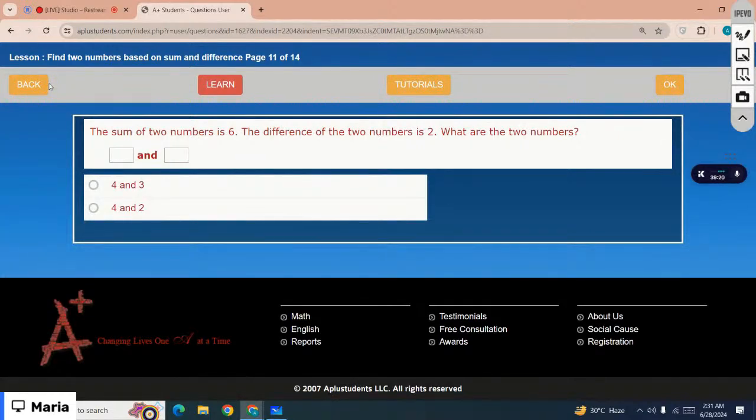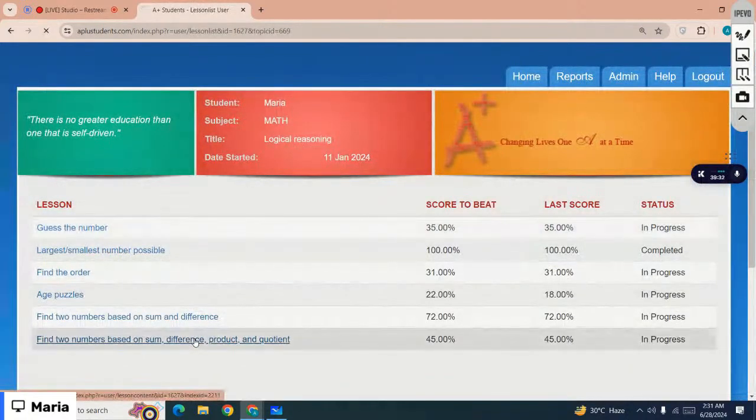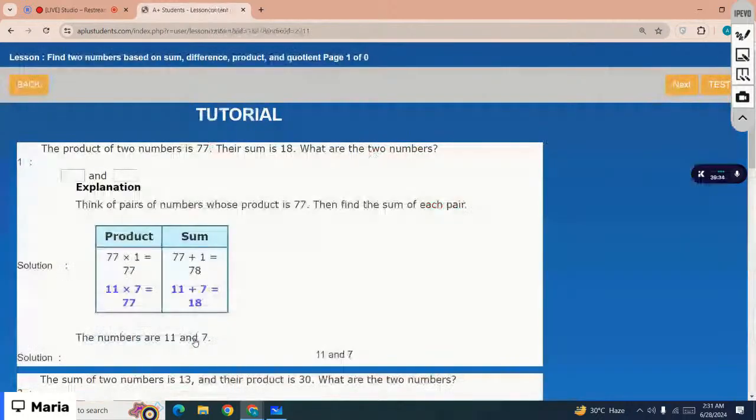And the next lesson is to find two numbers based on some difference, product and quotient. Let's just start with the first example. The product of two numbers is 77. Their sum is 18. What are the two numbers? So which is the correct option?